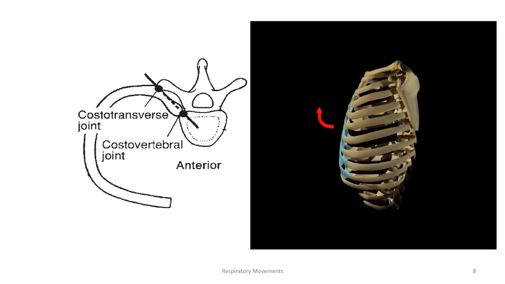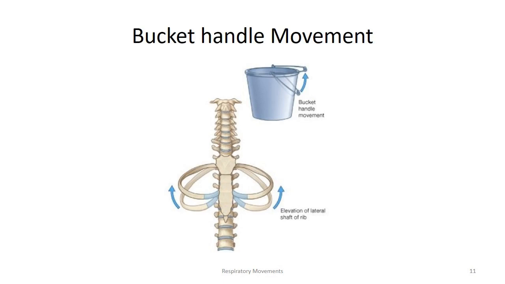Okay, now let's look at the bucket handle movement, our next respiratory movement. It is known as bucket handle movement because the movement resembles the handle of a bucket. Can you see at the top the bucket and its handle and the blue arrow?